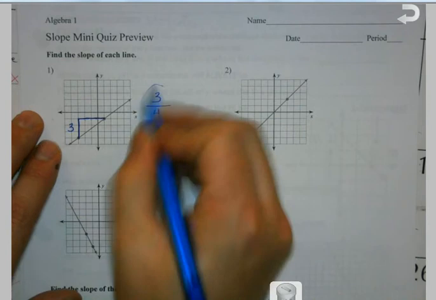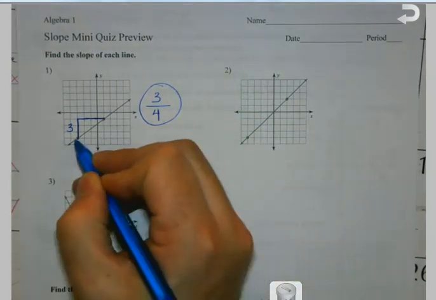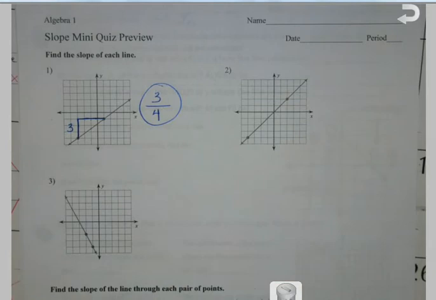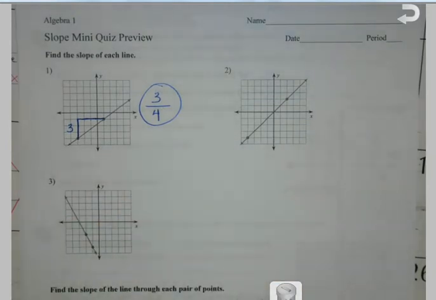Courtney, that's perfect. I went the other way though. Oh, you went like this way and this way? No, I went over then down. Okay, but remember, when we're doing slope, yep.